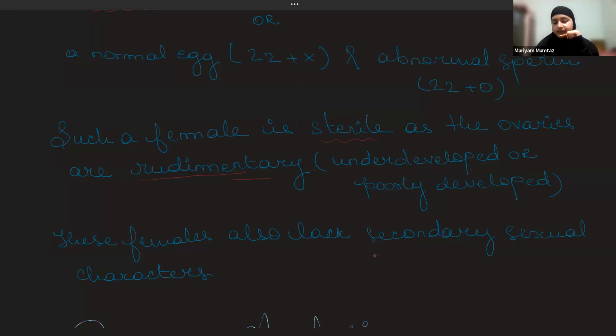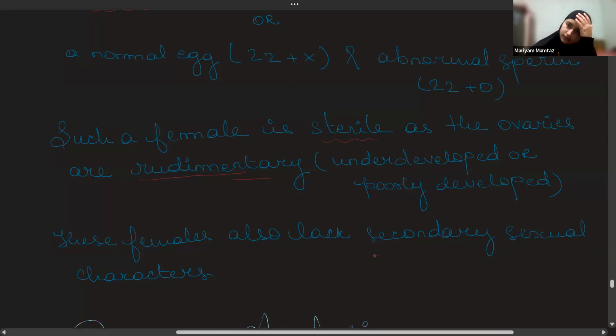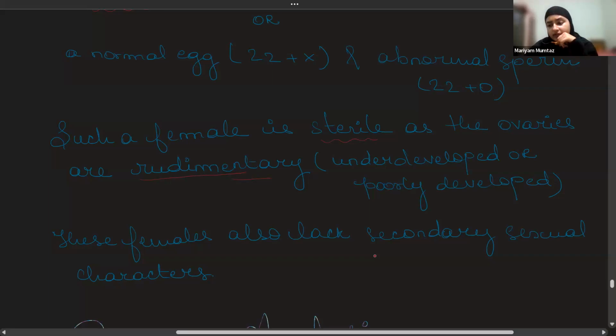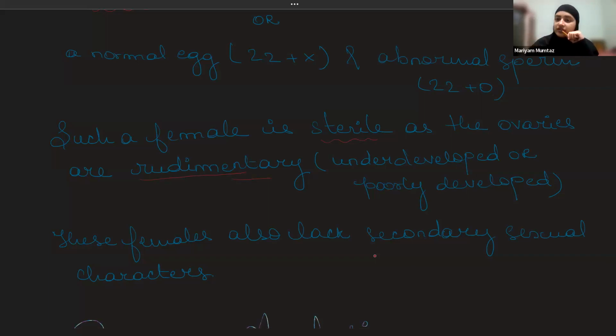Now, I have two questions. Why is the ovary called the primary sex organ? I think for two reasons. Number one, it secretes the sex hormones, and the second thing, it helps in the development of the ovum. The development of? Ovum, egg. Not the development, the production.